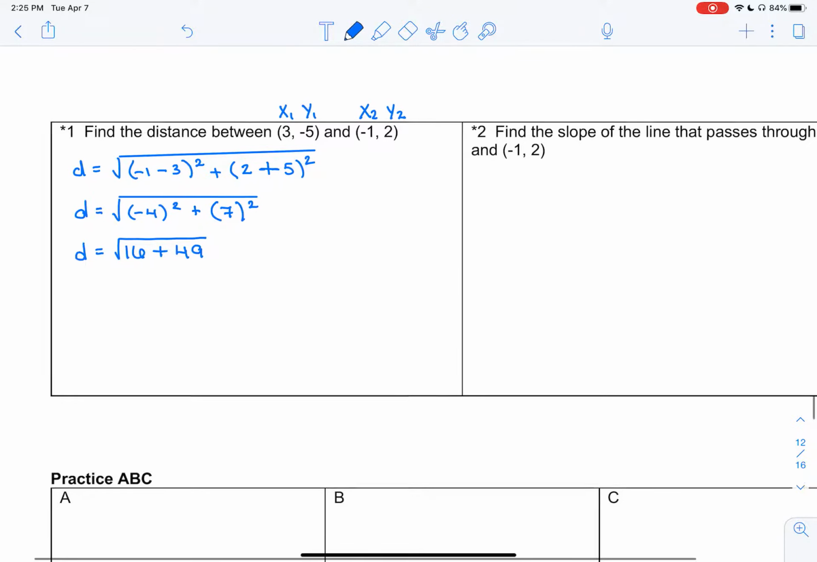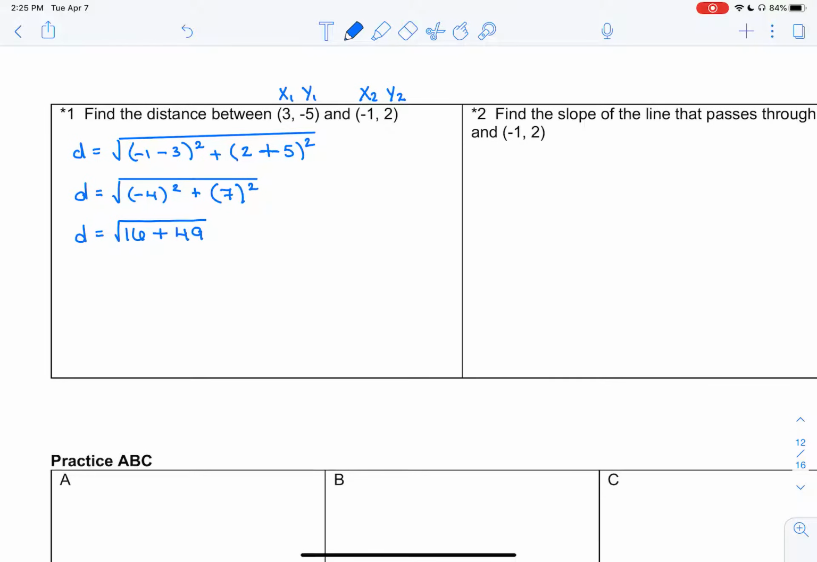A little technical difficulty. Now we're going to add 16 plus 49, and you should get distance is equal to the square root of 65. Okay, 65 can't be broken down anymore. There are no perfect squares that go into 65, so that is our solution as is.